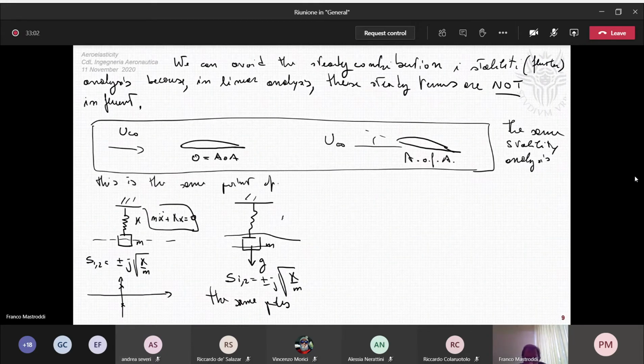In fact, in this case, you have an equation like this, giving you a solution that has a steady value, the x steady displacement, equal to minus gm divided by k. So here you have an oscillation around this amplitude, this level of solution, and here you have the same here.